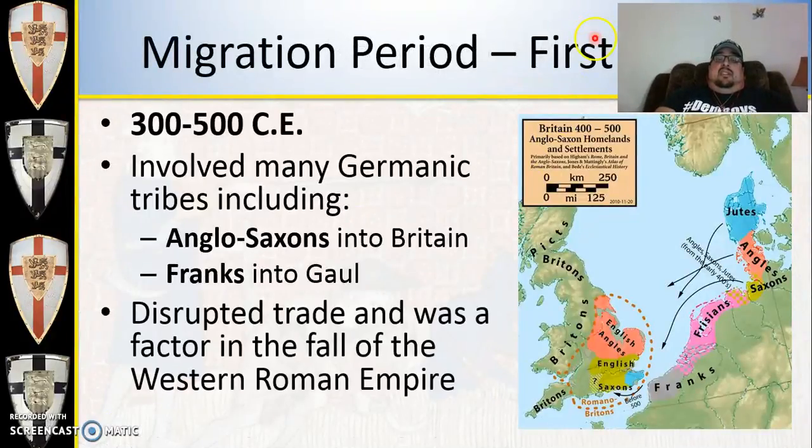Okay, first phase of migration, many Germanic tribes. These are some of the guys you're going to get used to and get introduced to. Anglo-Saxons and the Franks disrupted trade and were a factor in the fall of the Western Roman Empire. So you see the Saxons here, whoosh, going down to the Roman Empire. Franks, these are some groups of people that started to really influence where the Roman Empire fell. And you're going to see that more in the medieval times area.